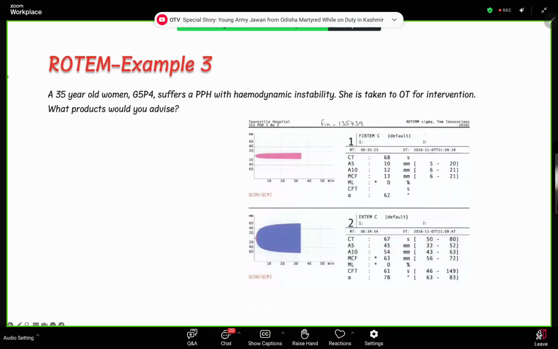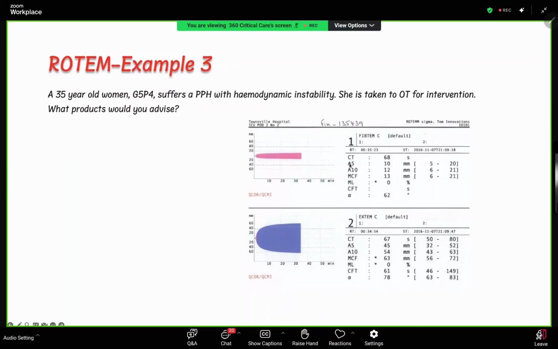This one, any takers? So a 35-year-old woman, gravida 5, para 4, suffers a PPH with hemodynamic instability, taken to theater for intervention. What products will you advise? So A5 is 10 here. Usually in a pregnant patient, we want an A5 around 11. So if it is 10, probably it is a fibrinogen deficiency. In EXTEM, the A5 is pretty robust. Can you see 45? So 10 goes to 45. So good platelet function. But the problem is with fibrinogen.